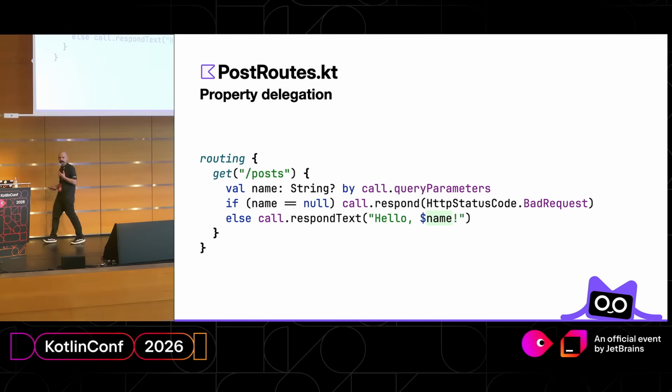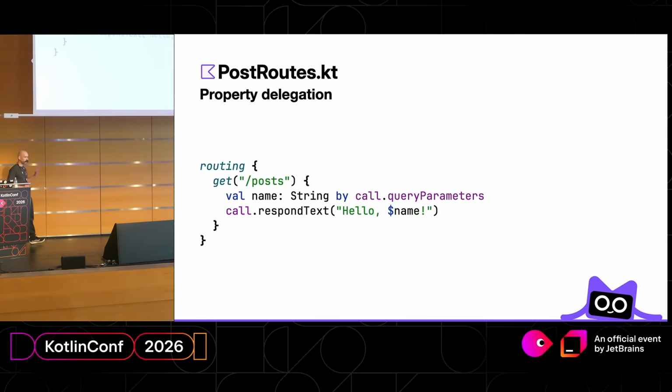Here we are still dealing with the raw nullable string value, but property delegation is smart enough to know the actual type, right? So we can also use a non-null type, and in this case, if the value is absent, Ktor will send a bad request to the user.